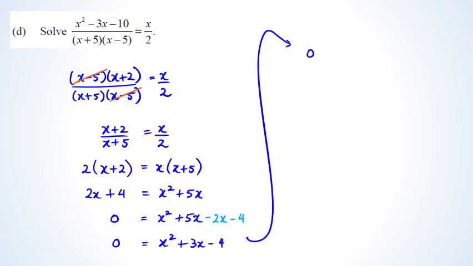Now, solving it, I've got to factorize it first into two brackets. What two numbers multiply to negative 4 and add to 3? That's going to be plus 4 and minus 1. So now I've got x plus 4 equals 0, or x minus 1 equals 0. So therefore I can say x equals negative 4 and x equals positive 1.